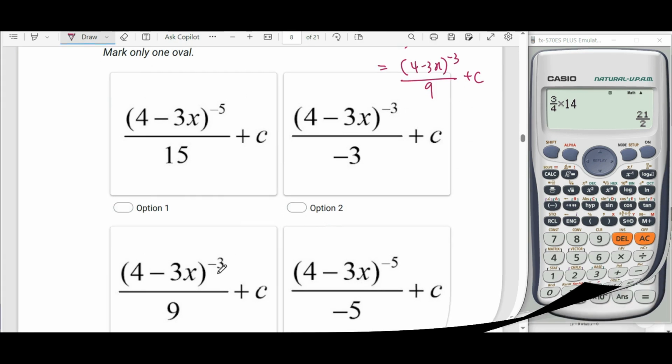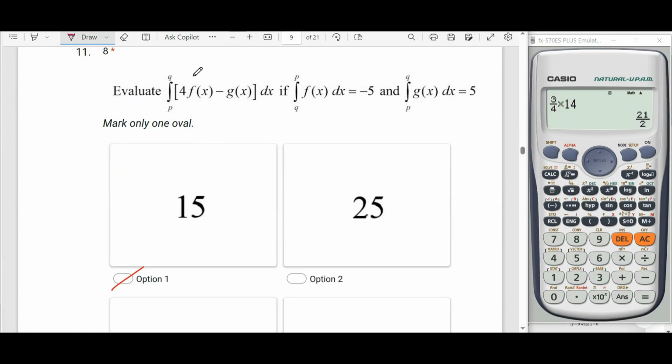So here we have our answer. Then number 8, evaluate this. If the integral from q to p of f(x) is negative 5, and the integral from p to q of g(x) is 5. So first of all, we simplify this integration. Here will be 4 times the integral from p to q of f(x) dx minus another function, the integral from p to q of g(x) dx. So the integral from p to q of g(x) dx, this is 5.